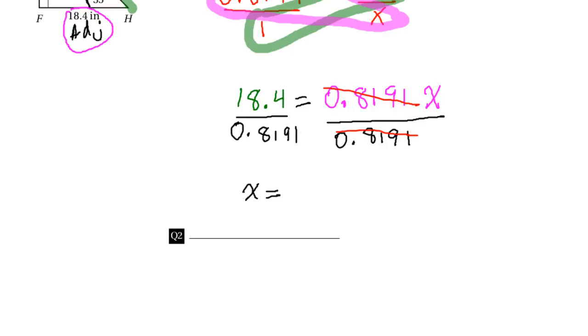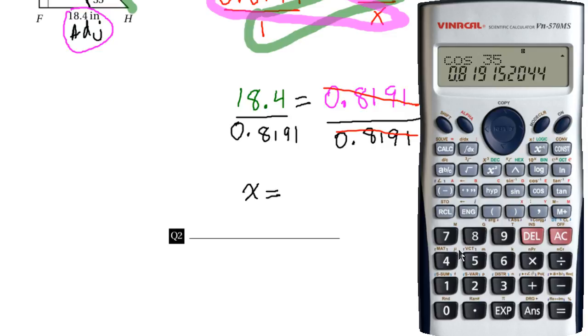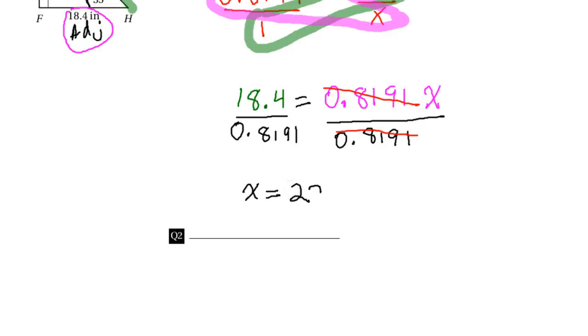0.8191. Hopping over to the calculator, I can see that we're going to type in 18.4 divided by 0.8191, and pressing equal, I get 22.463. I'm going to go ahead and say that that's 22.463, and then some other numbers.